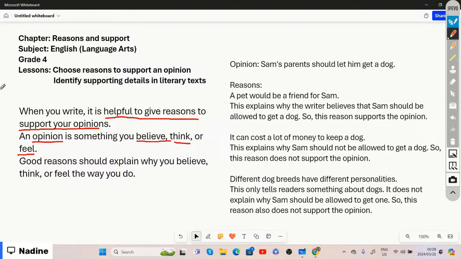All right. So it says good reasons should explain why you believe, think, or feel the way you do. Priyan says, hamsters are the best pets because you don't have to walk them. That is Priyan's opinion. But somebody else is going to say something different. You need to also state the reason to support your opinion, telling us why you believe, think, or feel the way you do. Same with cats. Why do you feel like cats are the best pets?